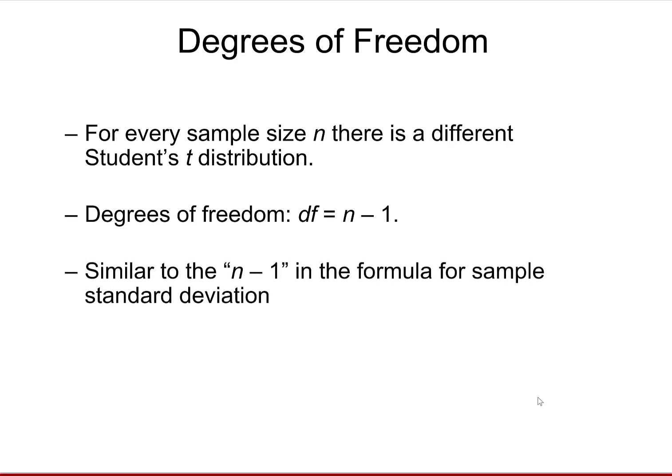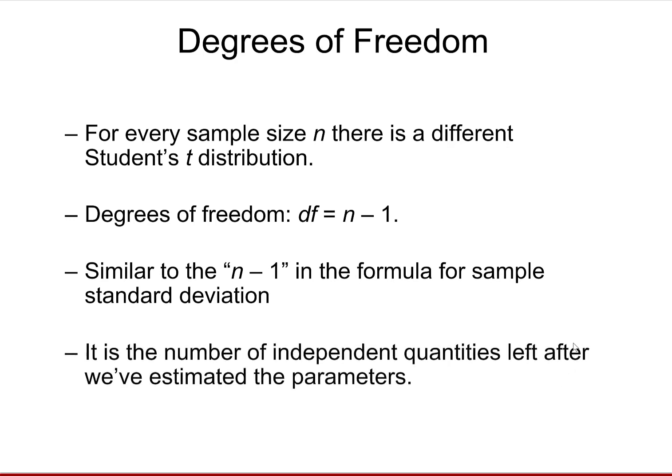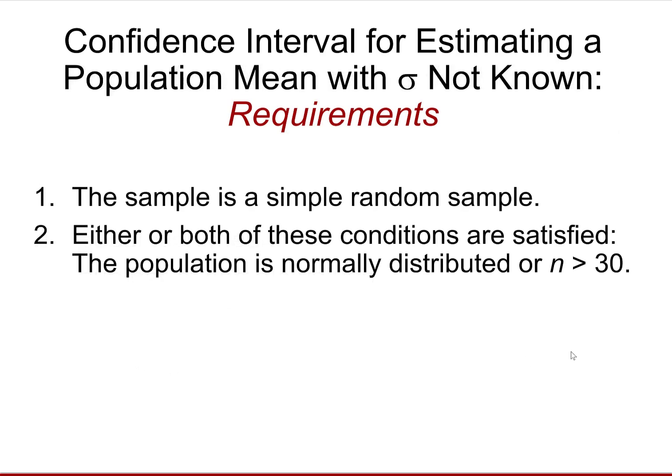And this is similar to the n minus 1 in the formula for the sample standard deviation. It's the number of independent quantities left after we've estimated the parameters. So when we construct confidence intervals here for a population mean, we're going to be working with these parameters. The population mean is mu, the number of sample values is n, x bar is the sample mean. We're going to use E again for margin of error, and s is going to be our sample standard deviation.